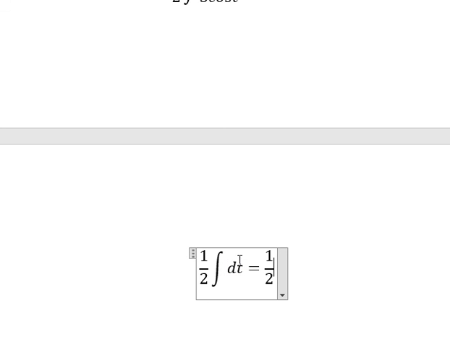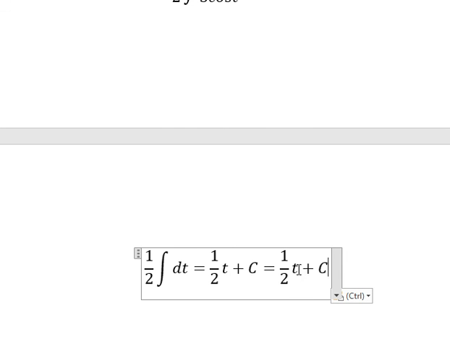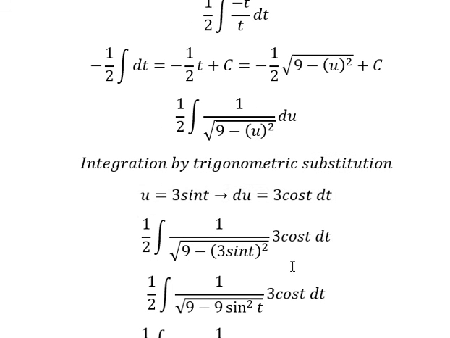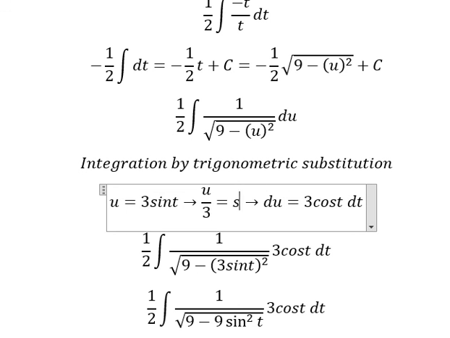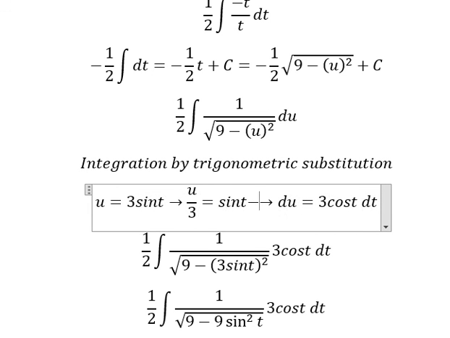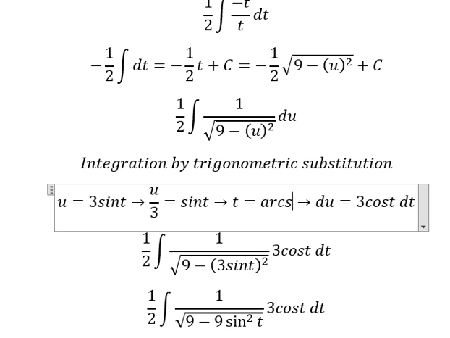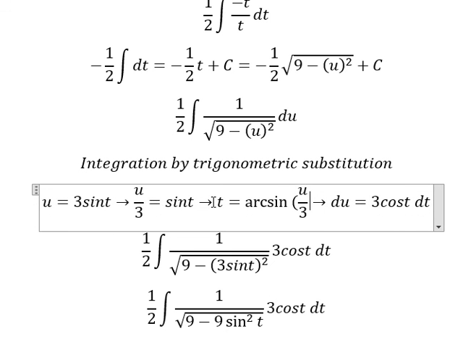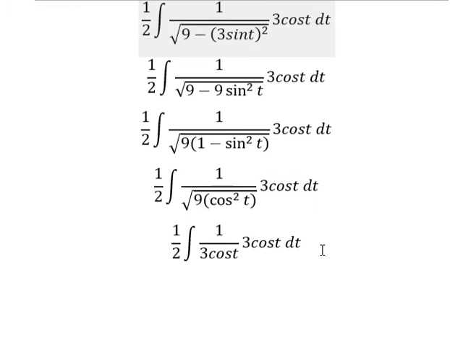The integration of dt, we got t and we put c. About t, that is this one. So we need to divide both sides by number 3. And then we got the value of t equal to arcsine of u over 3. So we need to change t into this one.